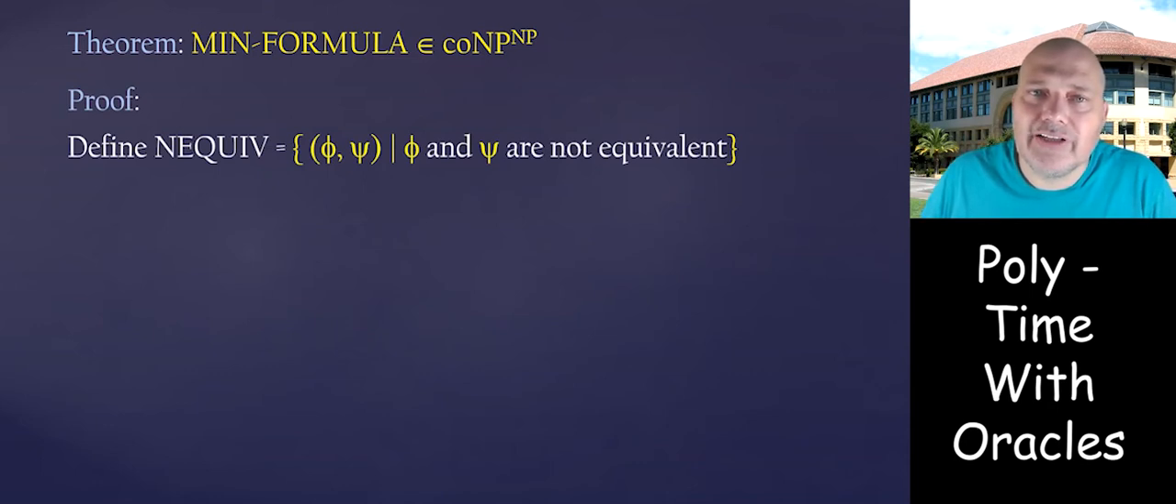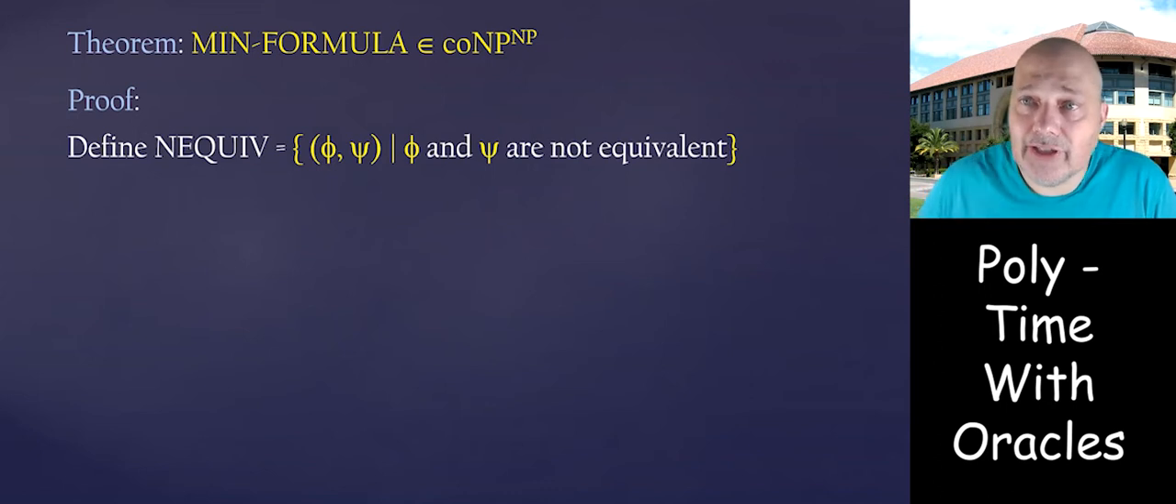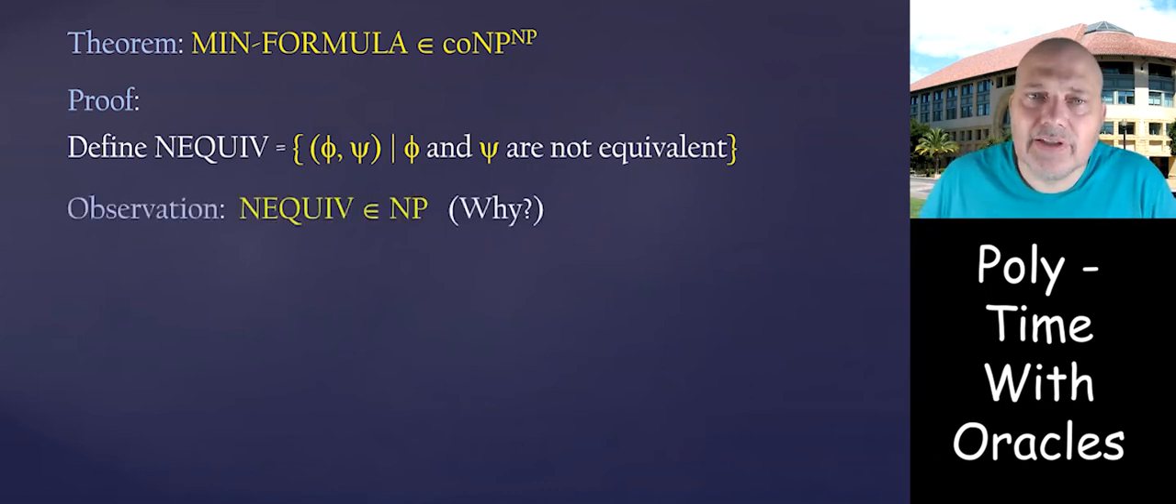So for that we also define the following language, NON-EQUIVALENT, which are pairs phi and psi such that phi and psi are not equivalent. Observation: NON-EQUIVALENT is in NP. Why is this correct? There is a very easy witness that two formulas are not equivalent. It is an assignment that satisfies one and not the other.